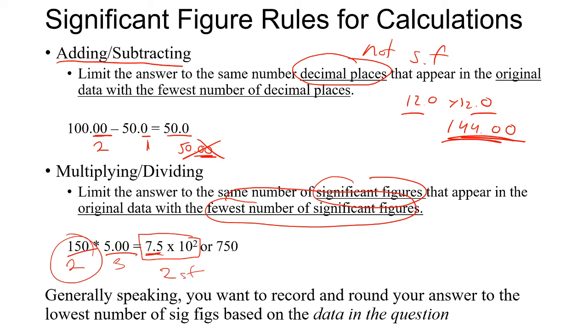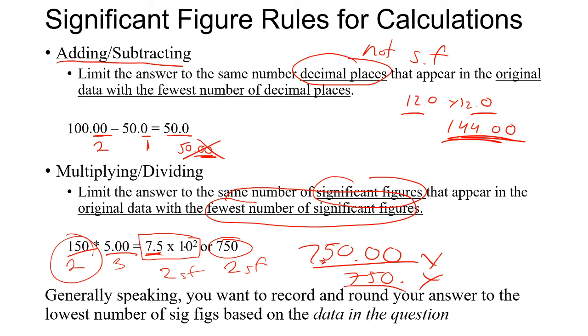If I wrote it out in normal notation, though, 750. Again, how many sig figs are here? 2. If I were to put 750.00 or 750 with a decimal, both of these would be wrong because this has 5 sig figs and that one has 3 sig figs.